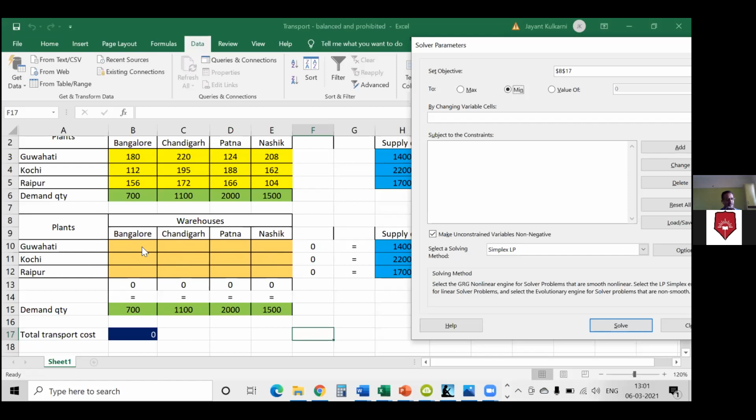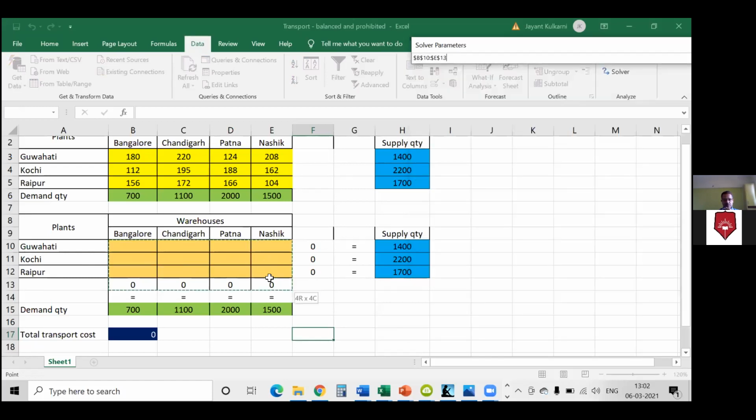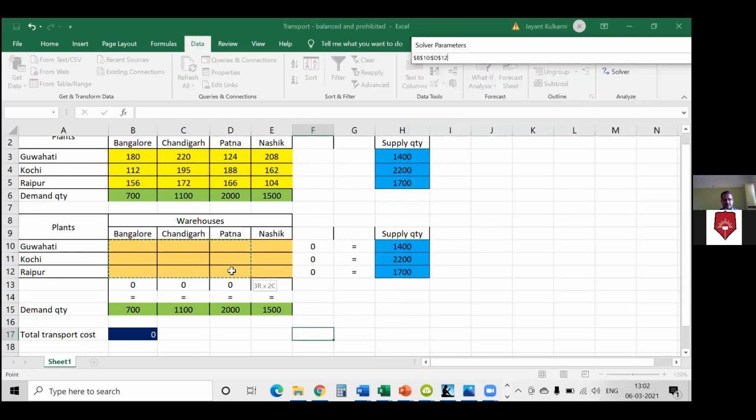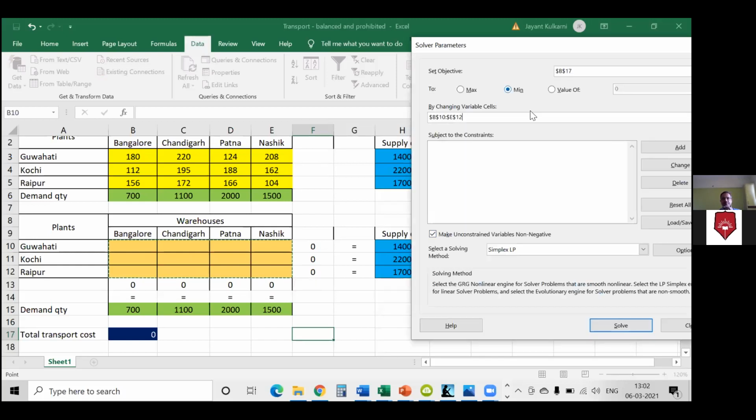So here, basically, I need to select my quantity matrix. So I click there and I select the orange matrix. Okay. The only thing that now remains is to add the constraints.